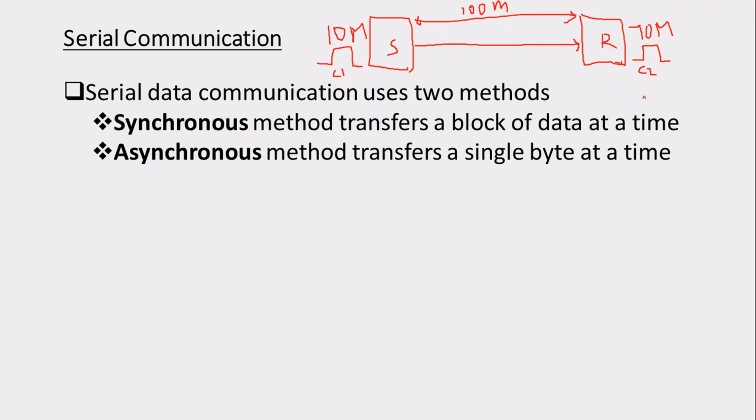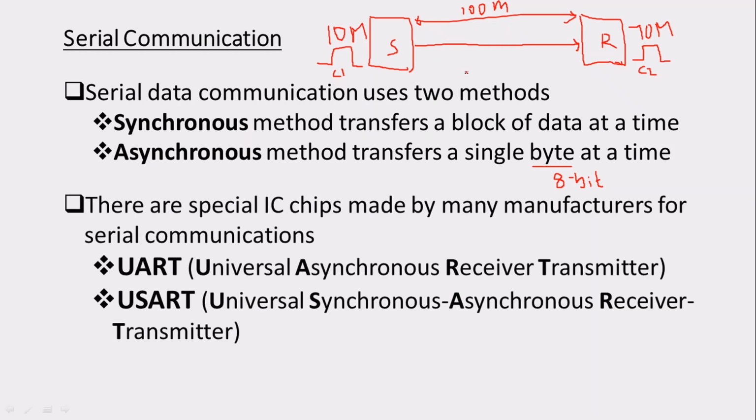Okay, so how can we do that? We will be sending a single byte of data at a time. That means 8 bits of data is being sent from the sender to the receiver. How we can synchronize this data is what we are going to study in this particular session.